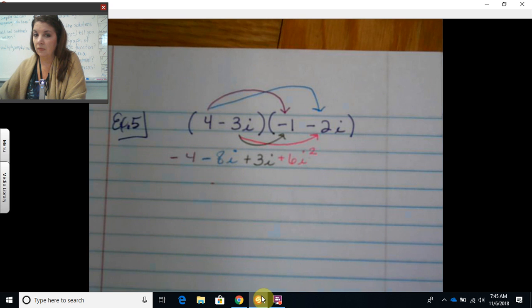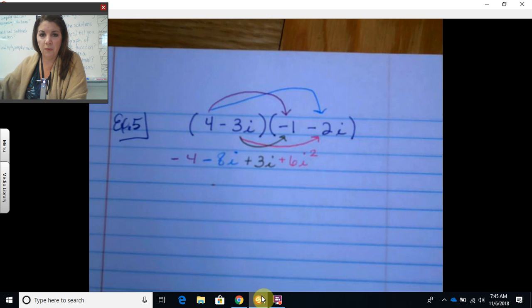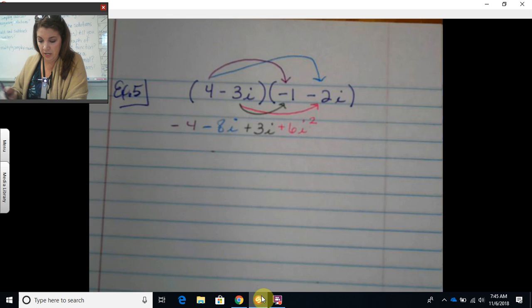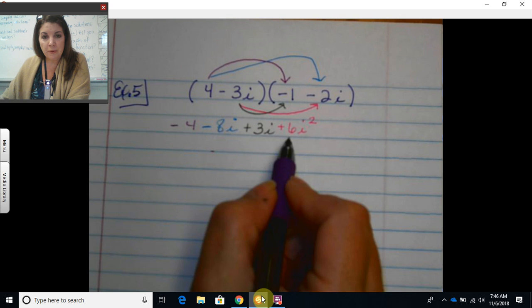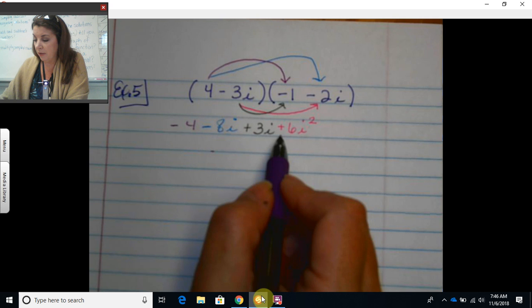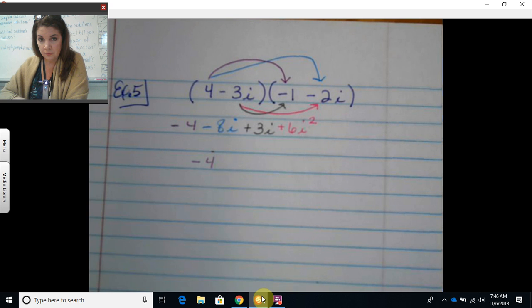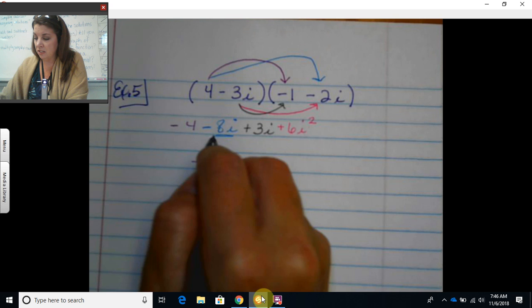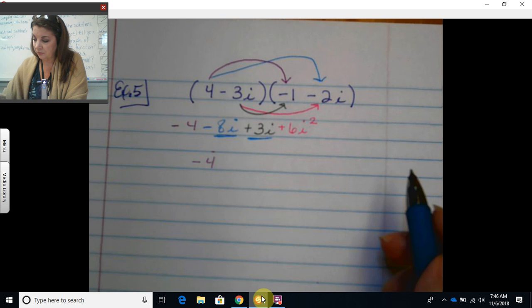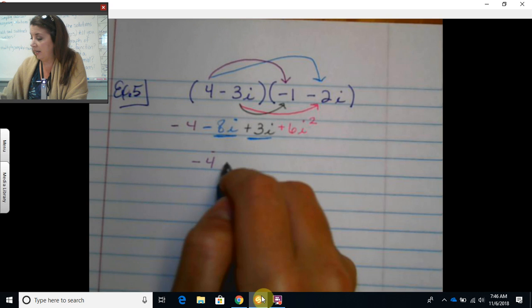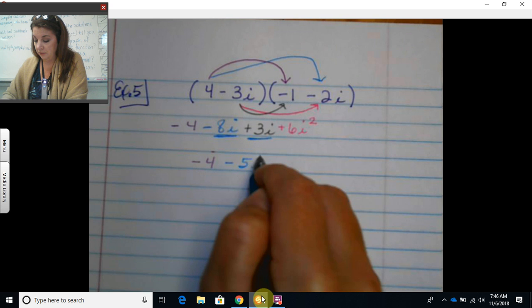Okay, so we have some like terms that we can combine. We also have an i squared. Okay, so let me just take this step by step. So -4 is my only real number right now. I don't have anything to combine it with. I'm just going to bring it down, right? -8i and +3i, I'm not multiplying those together. I'm adding them. They're like terms. I can combine them. What do I get? -5i, exactly.